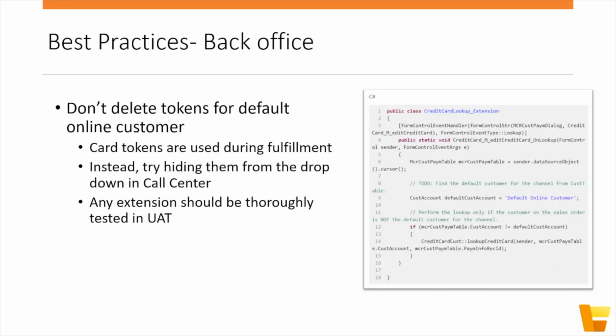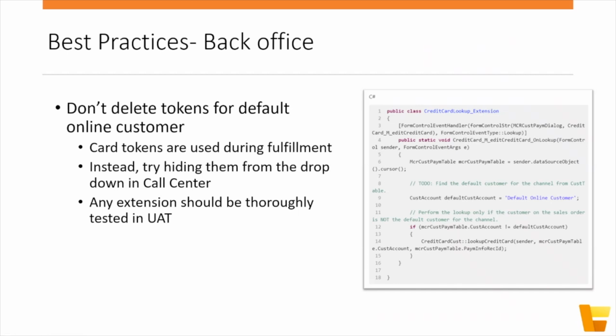In back office, another thing is that for our default online customer, we save credit card tokens for all of our default online customers to that same record. And a lot of merchants don't want that to be selectable in the call center. So here's a little sample for how you can prevent that dropdown from being populated in order completion. This would need to be cleaned up before you released it to prod and should be tested accordingly in UAT.